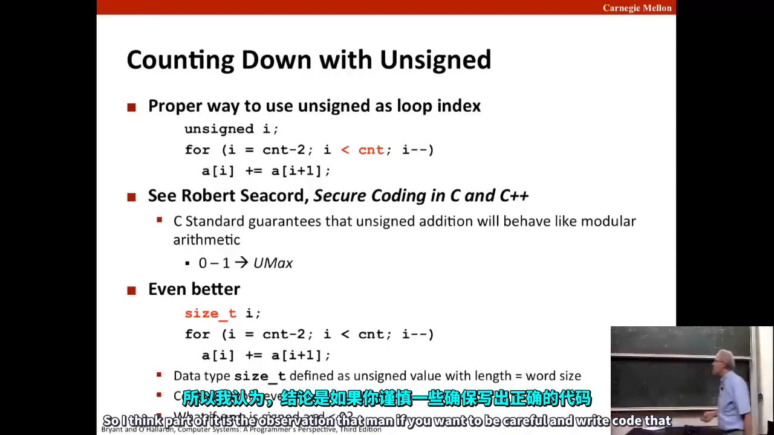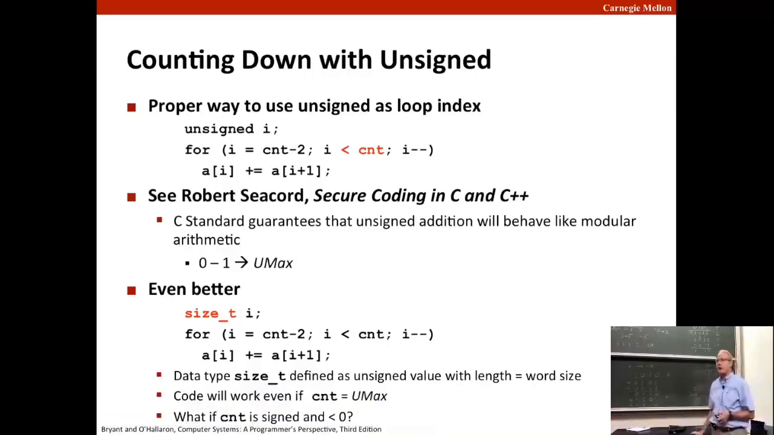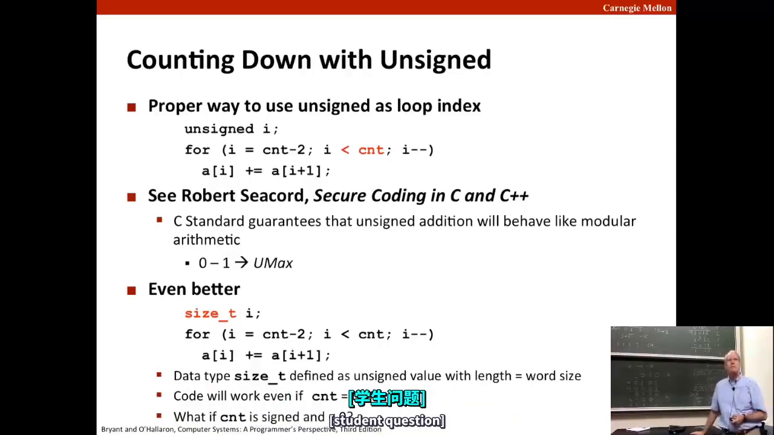So I think part of it is the observation that, man, if you want to be careful and write code that is guaranteed correct no matter what implementation, as long as it's within the C standard, it's pretty tricky business. A question up there? So if you have something that mixes an unsigned variable, the implicit cast is always unsigned? Yes, which is unfortunate.